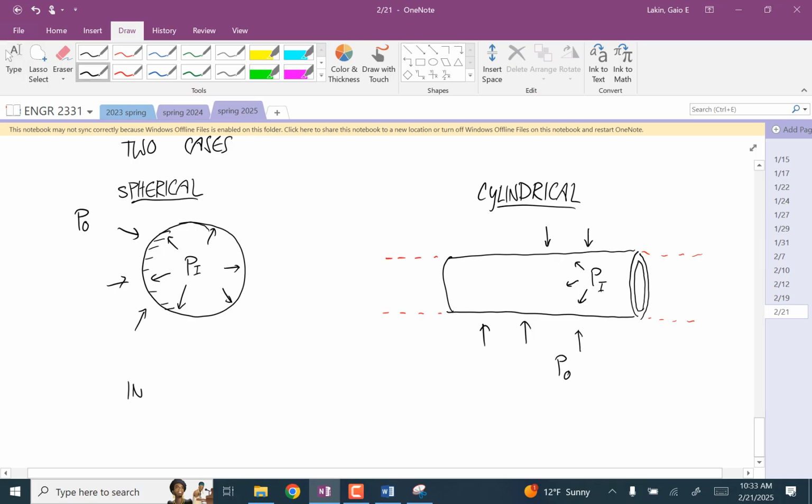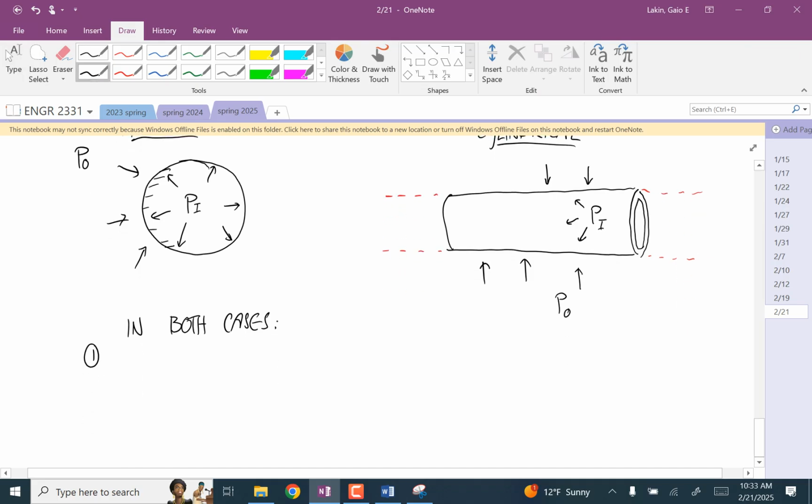And in both cases, we're making two assumptions. One is that the walls are thin. So let's say the thickness of the walls is much, much smaller than the radius. How much? It depends on your tolerance for imprecision, but let's say a factor of 10.